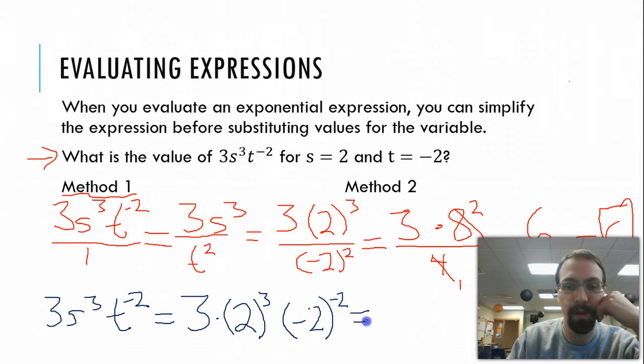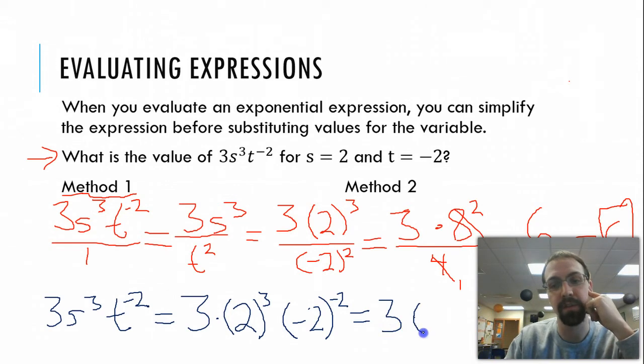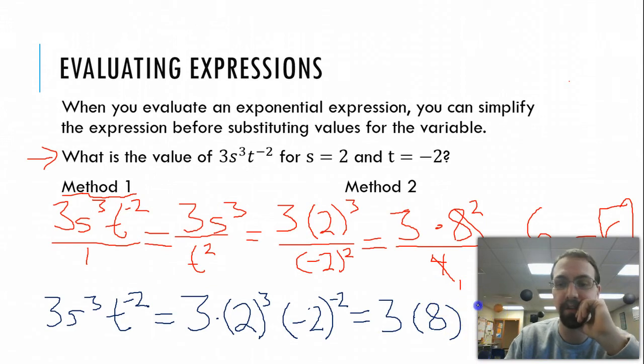So now I simplify those. You do your exponents first. So you have 2 cubed. So you're going to have 3 times 8, just like we had last time. And negative 2 to the negative second power, which I want to leave as a fraction. That's 1/4. Now I can just multiply across. 3 times 8 is 24. And 24 times 1/4 is 6.